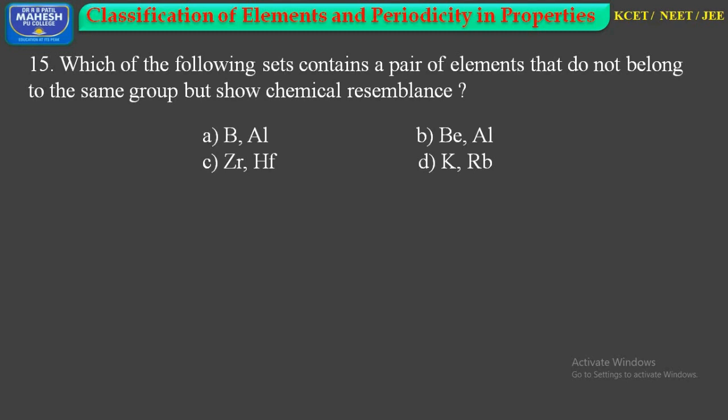Students, in the question they are asking you about the set which contains a pair of elements that do not belong to the same group but show chemical resemblance. So it is diagonal relationship, which are not belonging to the same group but they exhibit certain chemical resemblance. That is diagonal relationship. So students, beryllium and aluminium exhibits the diagonal relationship. So the answer is option B, beryllium and aluminium.